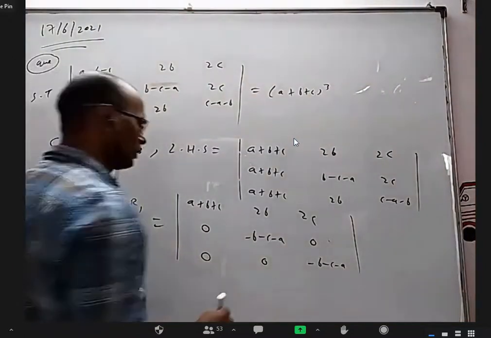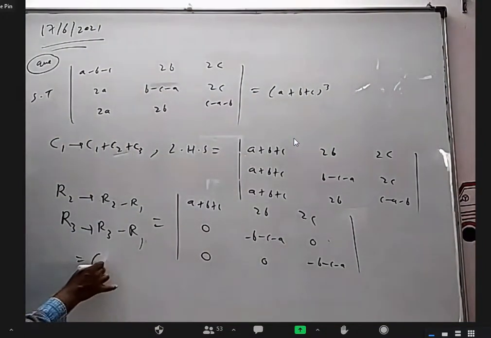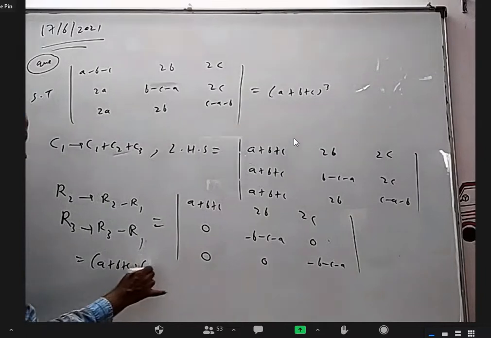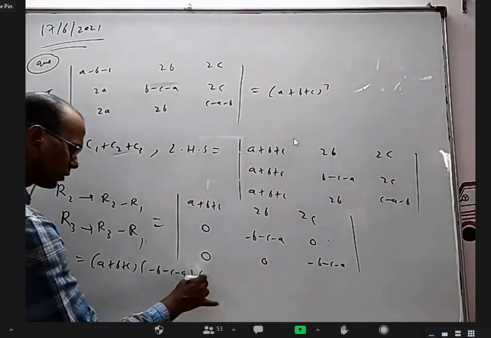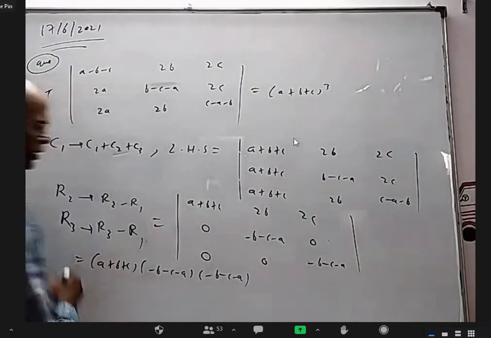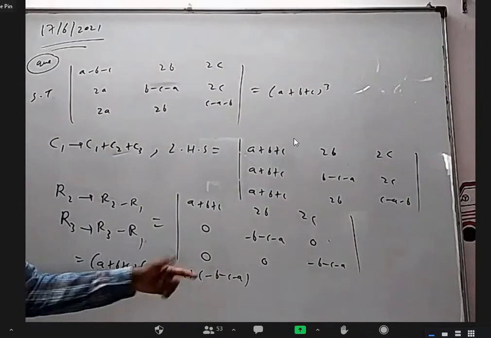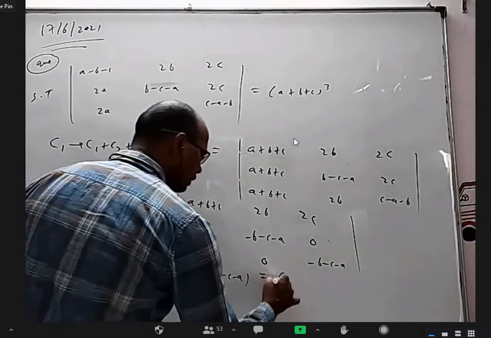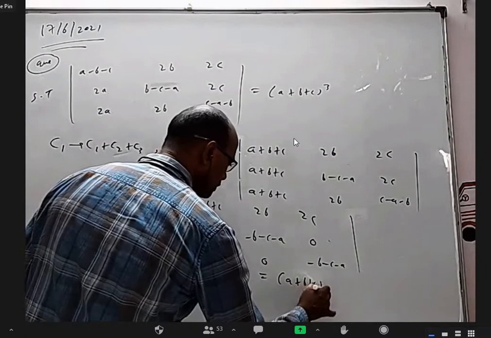Yes, sir. So that's it, done. It is A plus B plus C into minus B minus C minus A into minus B minus C minus A. You can take minus common here, they will become the same. And then you will get A plus B plus C whole cube.